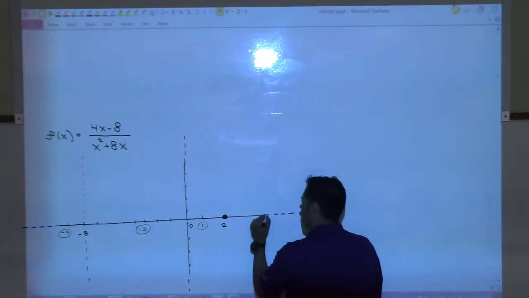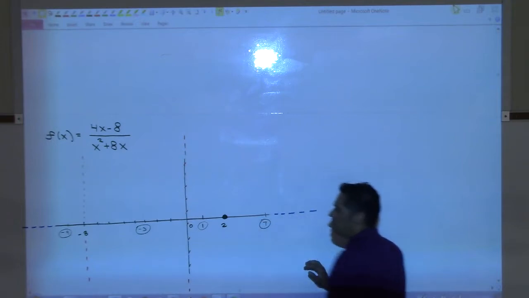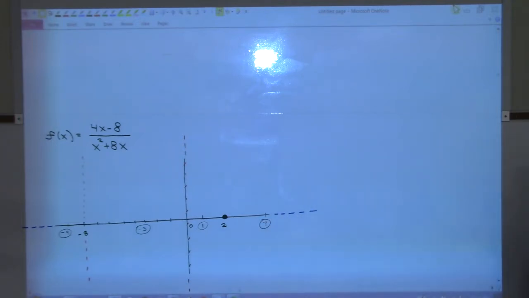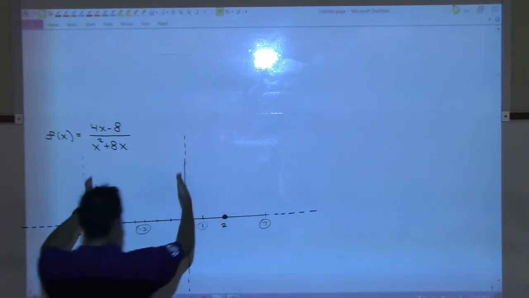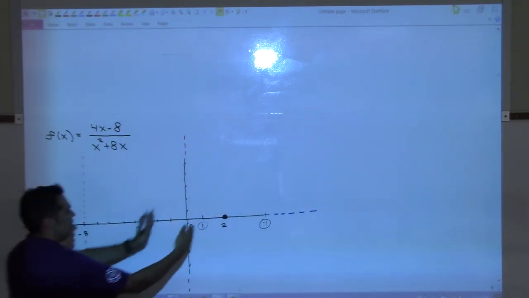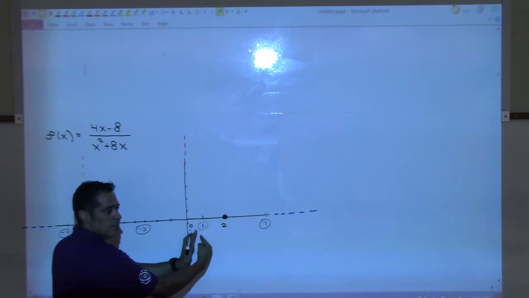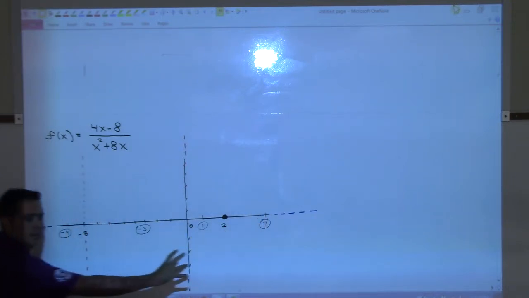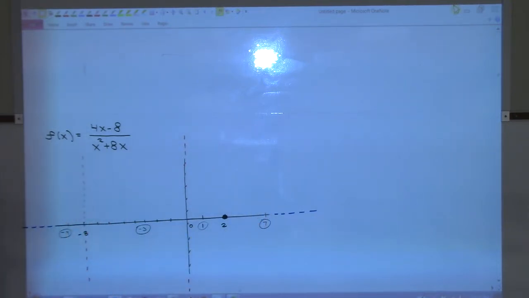Okay, how many test points do we have? We have 4. Do we have a test point in between every vertical asymptote I see? In between any vertical asymptote and x-intercept, do I have them? Do I have them at the ends? Yes? Okay. So we have 4 test points.